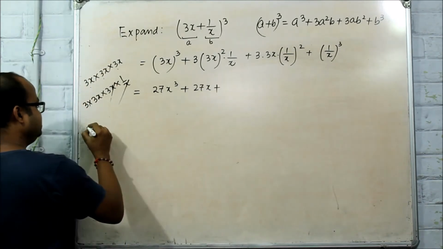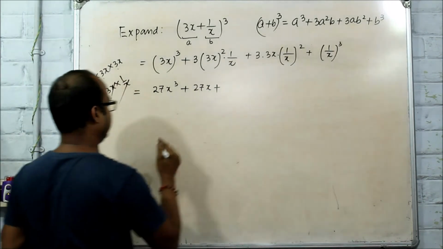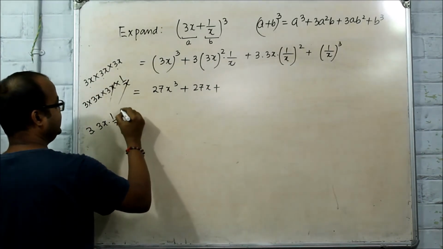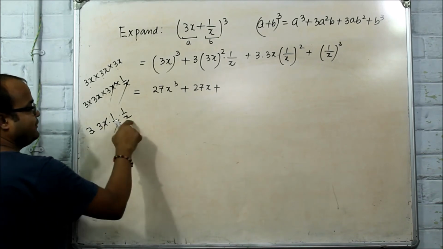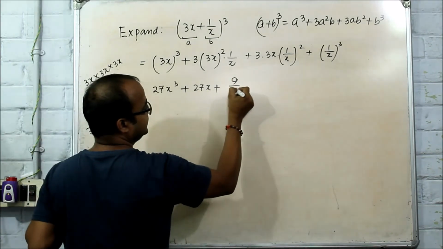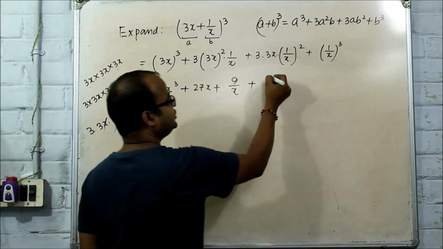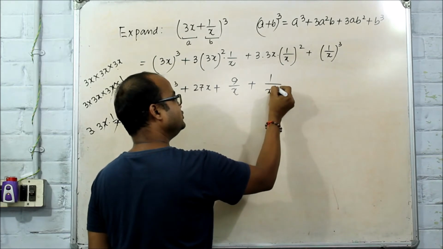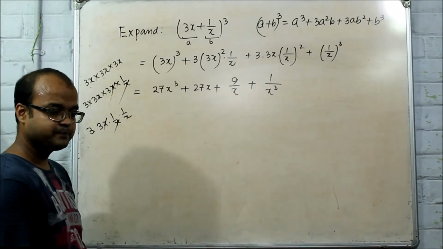Moving into the next term, 3 into 3x into 1 by x square. So you will get 1 by x into 1 by x, so x will get cancelled. 3 3s are 9 by x. So you get 9 by x plus 1 by x cube. 1 cube means 1, so 1 by x cube. So this is the expansion of this formula.